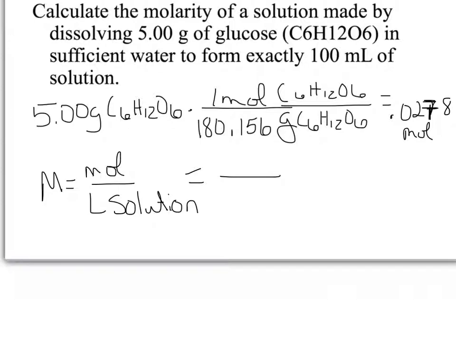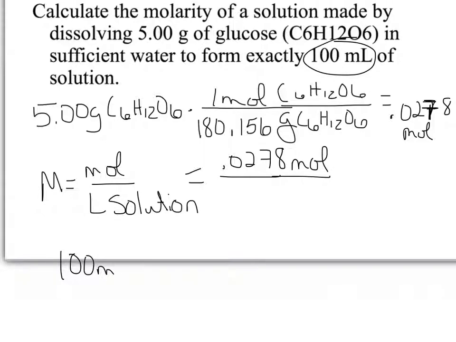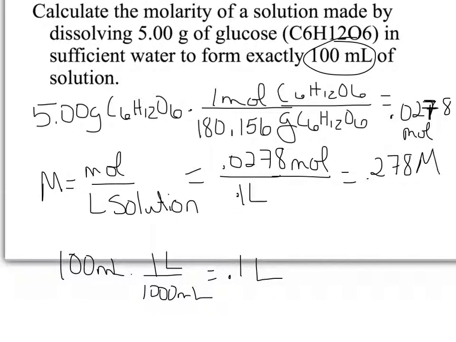So that moles can go here, 0.0278 moles over, we need liters, we're in 100 milliliters, so 100 milliliters, there's 1,000 milliliters in 1 liter. If you divide, you get 0.1 liters. That goes down here. So our molarity would be 0.278 molar. That's a decimal.